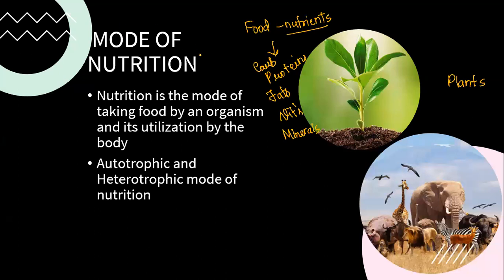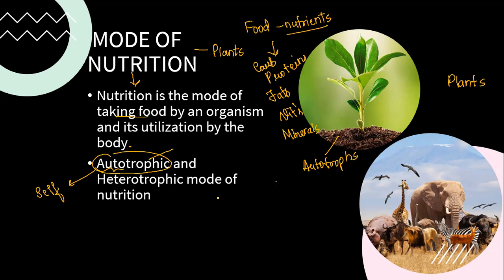And talking about the mode of nutrition in plants, to understand that, let's first know what is nutrition. Nutrition is the mode of taking food by an organism and its utilization by the body. The nutrition in which organisms make their own food is what we call the autotrophic mode of nutrition. Auto means self and trophic means nourishment. So, plants are called autotrophs.